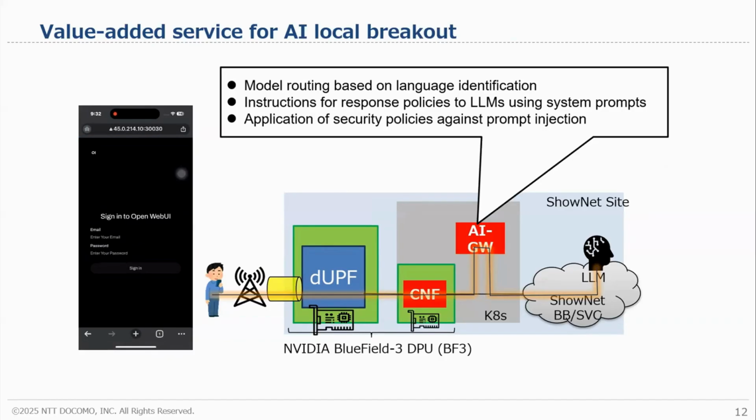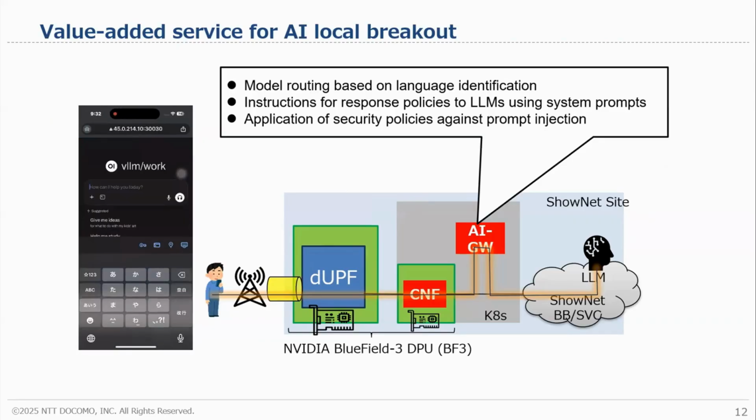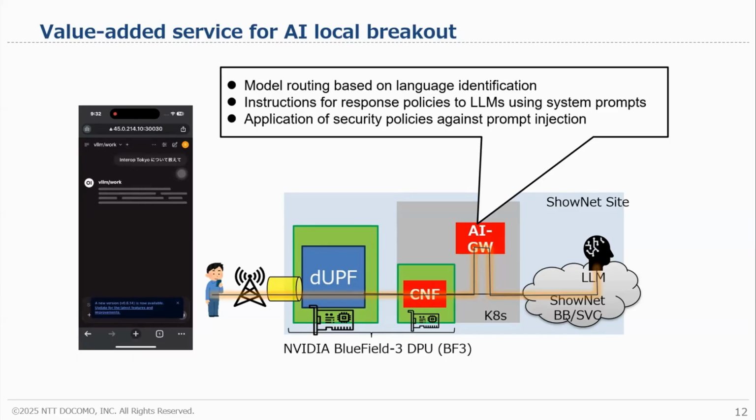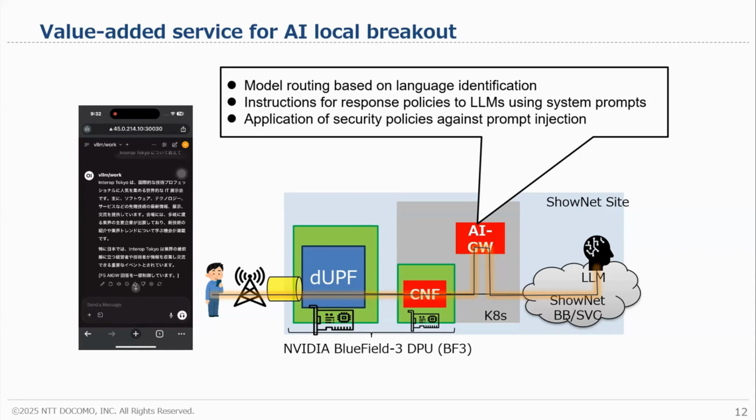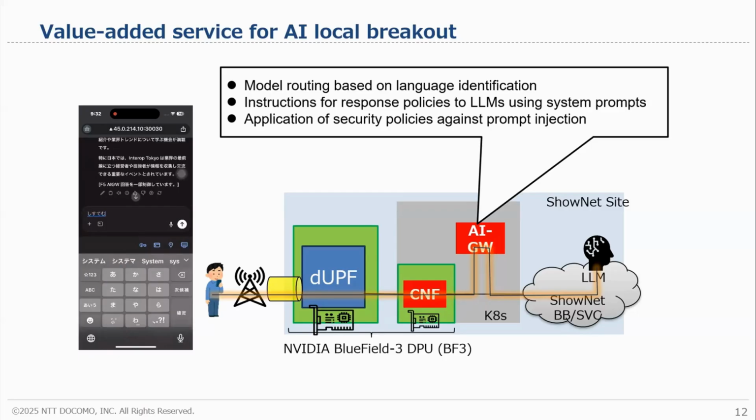And also, we integrated our DUPF with F5 products and services to validate future AI native network architectures alongside several use cases. These slides and videos show some examples. For example, model routing based on language identification and assistance of LLM response by using system prompts, and also application of security policies against prompt injections.